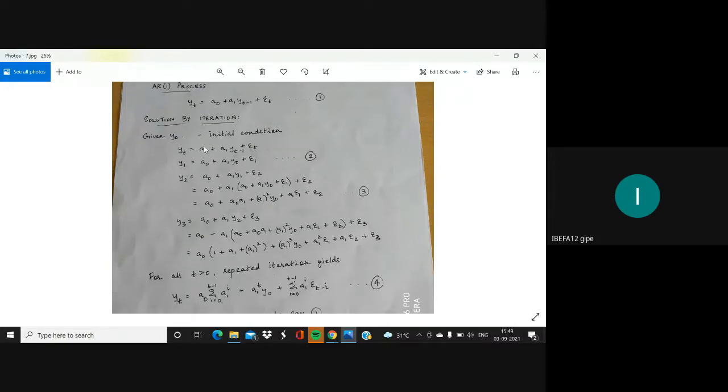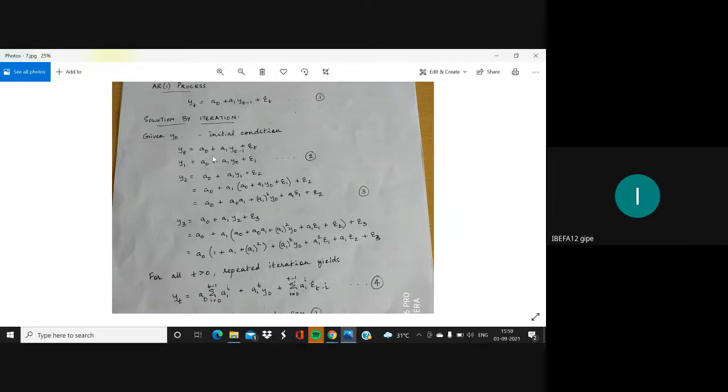Okay, so again, we solve or find a solution by the process of iteration. Given y0, or some initial condition for this time series yt, we begin solving assuming that there's some initial condition which is known. The value of y0 is known. So here we write this equation again. I've written equation 1 again.